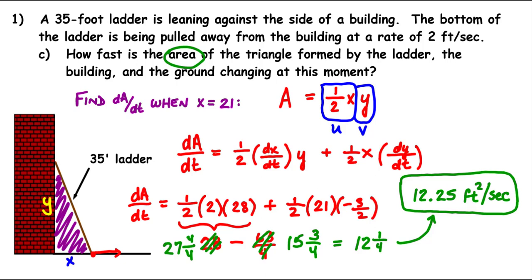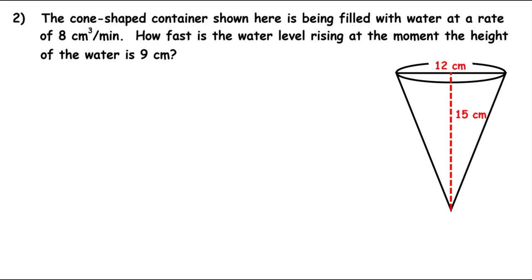All right, enough about ladders sliding down buildings. Let's do something completely different, completely unrelated. Here we have a cone-shaped container, and it's being filled with water at a rate of 8 cubic centimeters per minute. Cubic because it's volume. Okay, so imagine the water is coming in. It's starting to fill this thing up. But it's not all the way full. If it had been all the way full, it'd be 15 centimeters high, as you can see from the picture. But we only want the height of the water to be 9 centimeters, so it's about 2/3 full.